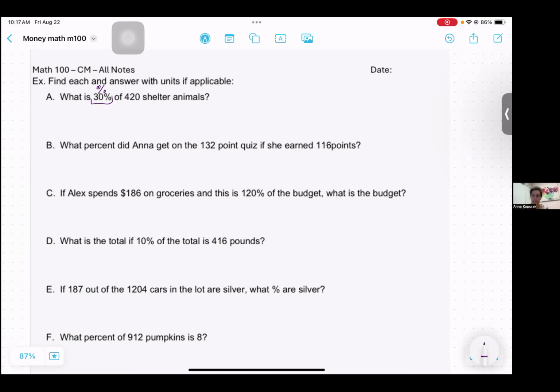Now it says of 420 shelter animals. Of by itself means multiplication. And this right here is going to be our base amount of animals. So when we do base times percent decimal equals result, what we're going to do is 420 animals.